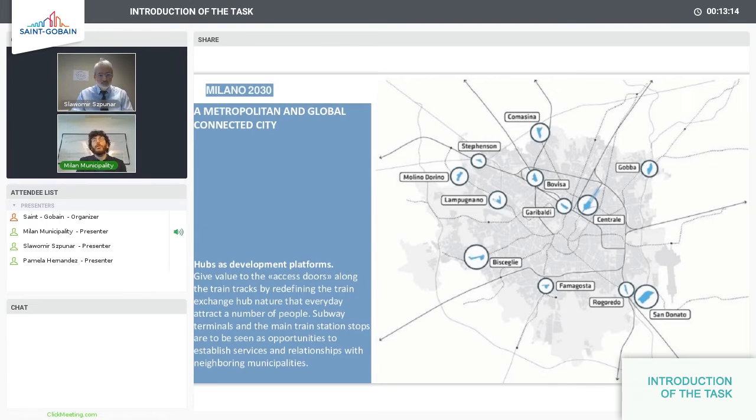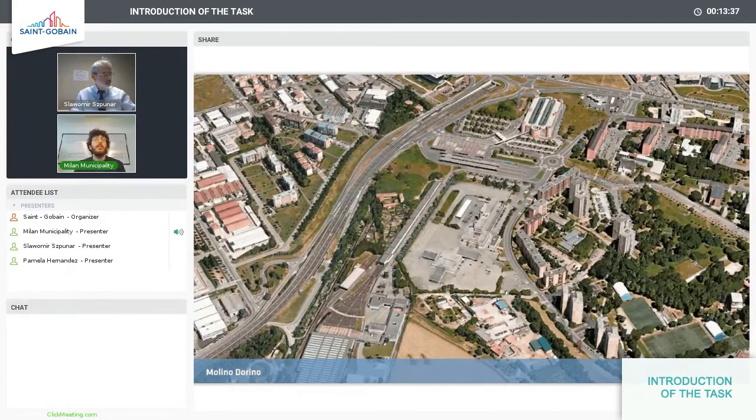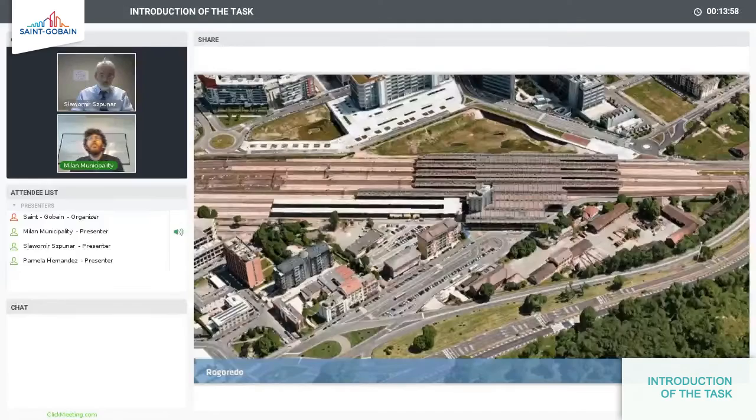One of the consequences of this idea is that we want to develop in a different way those areas that we call nodes. So basically infrastructure hubs, which are nowadays functional areas and can be tomorrow something more: areas of mixed function, mixed use, entertainment areas, offices, etc. This is an example of some of these areas that I'm talking about. This is Molino Dorino. It is basically an interchange hub. As you can see, it is very functional but not that livable.